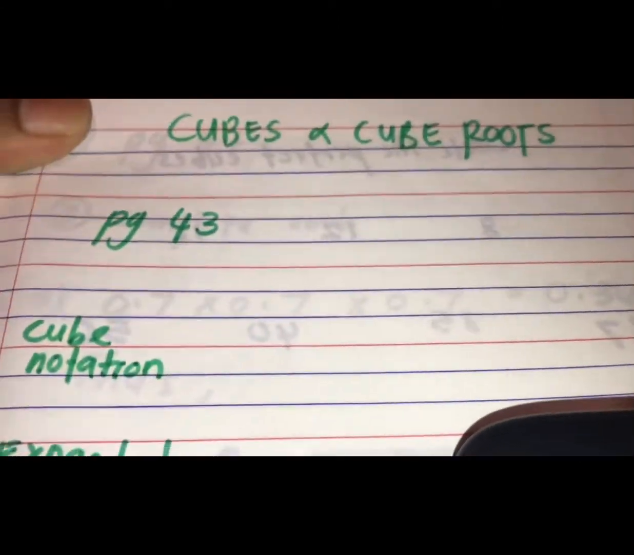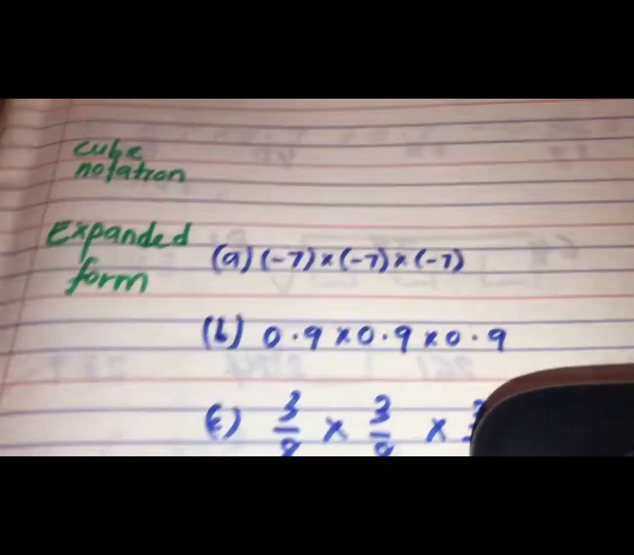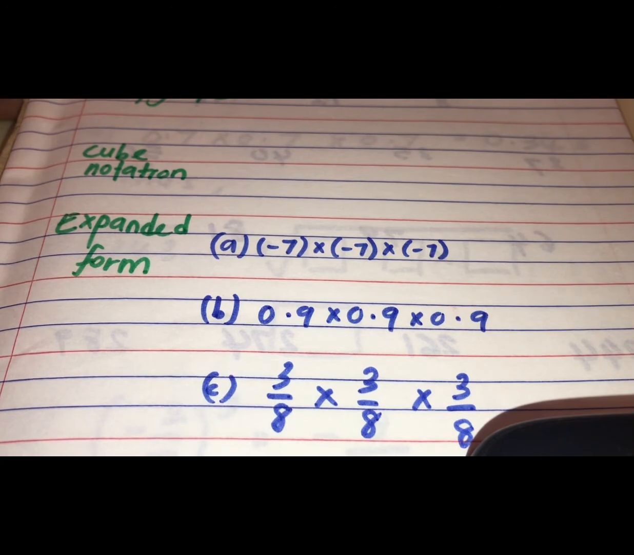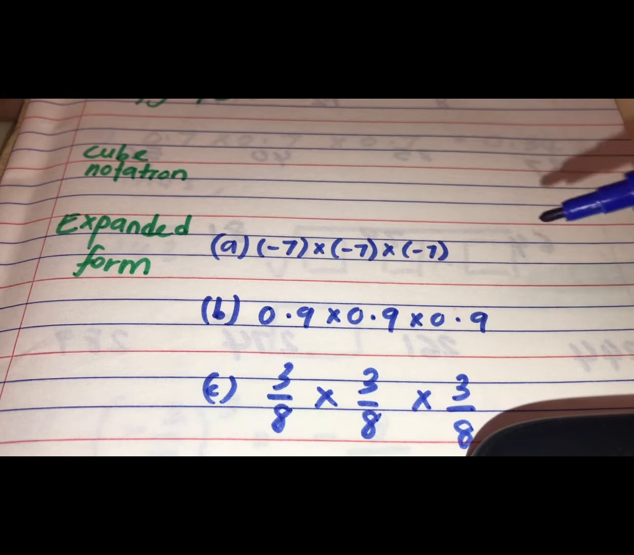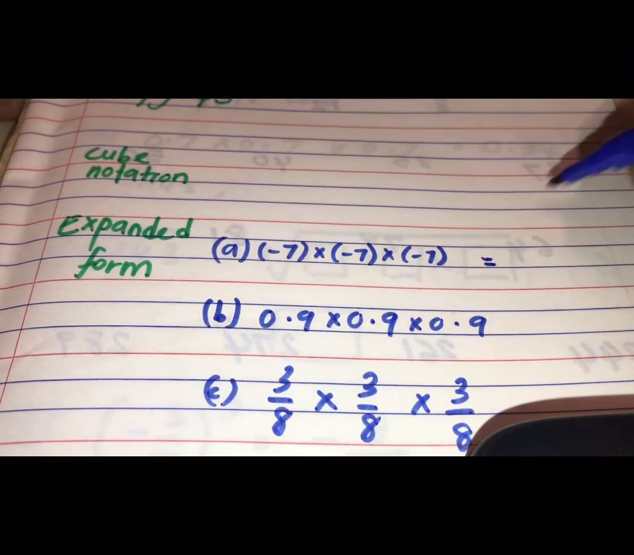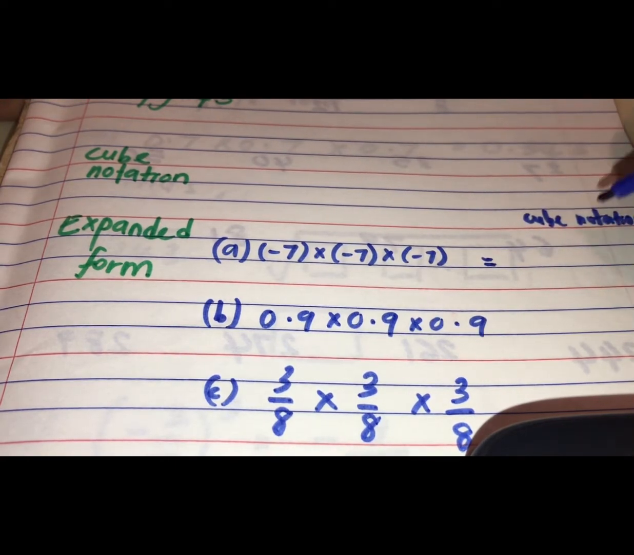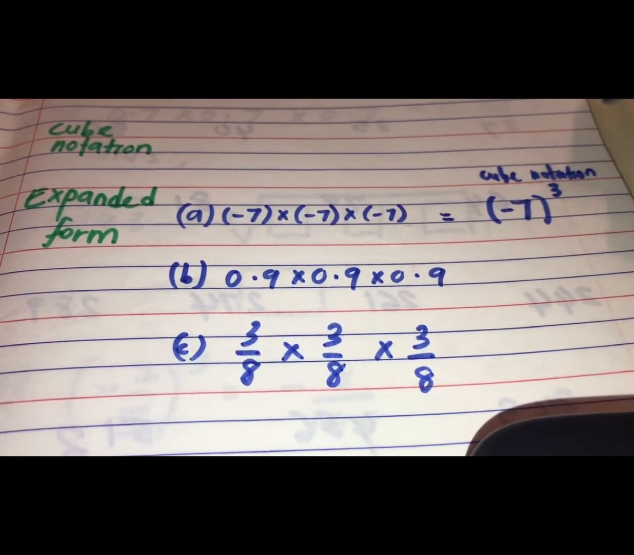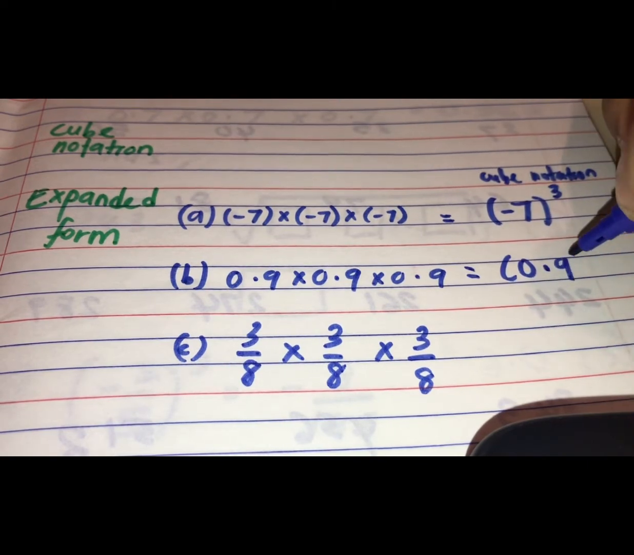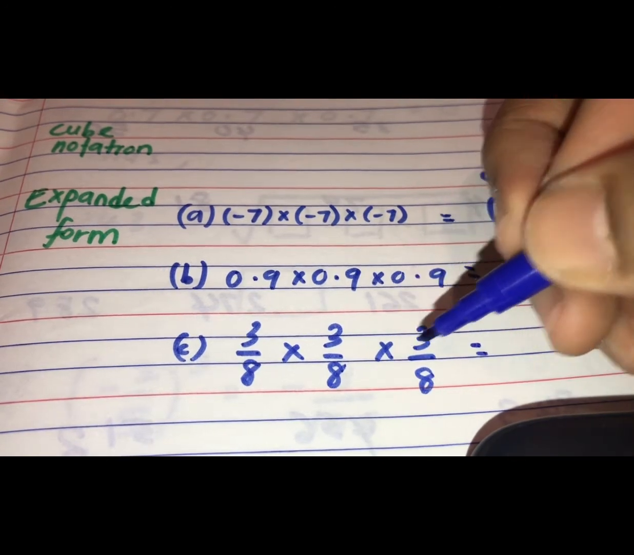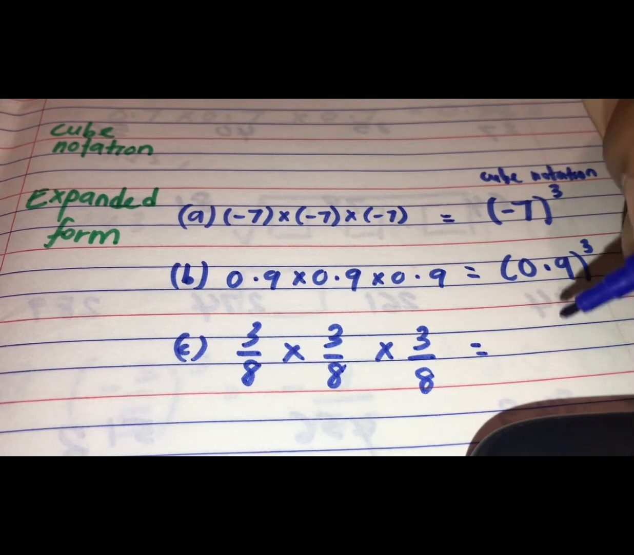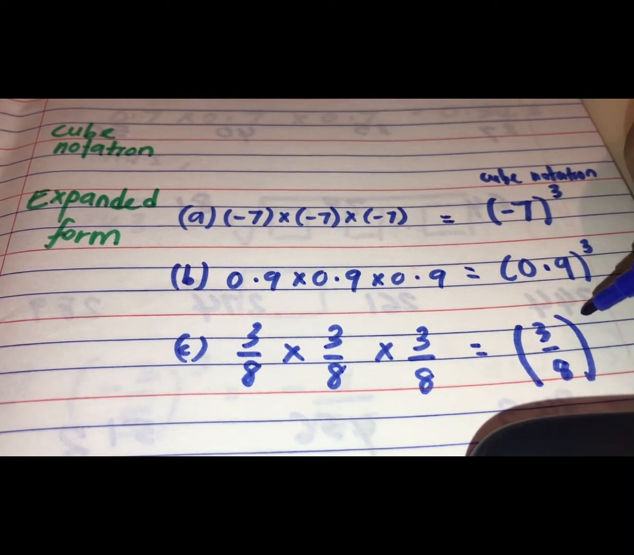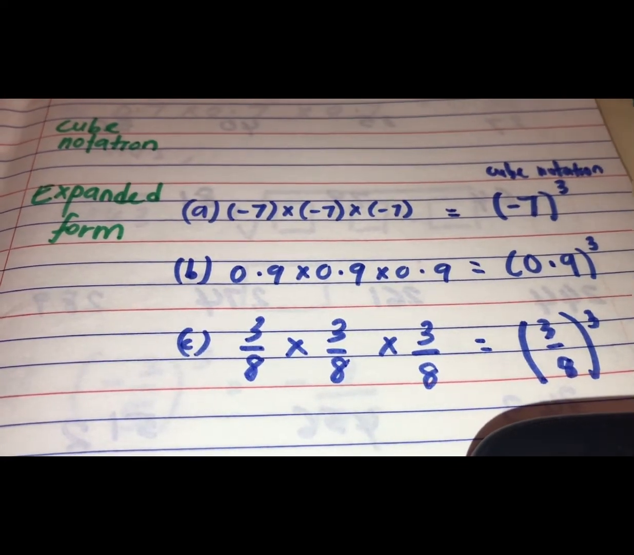Okay, let's continue. Cube and cube root. Start with cube first. Just now I explained about cube notation and expanded form. The question asks you to complete the bridge map. So you just write in the form of cube notation. For -7 times -7 times -7, the cube notation is (-7) cube. 0.9 times 0.9 times 0.9 equals (0.9) cube. This one we call cube notation. 3/8 times 3/8 times 3/8 is the expanded form. And how to write the cube notation? If it involves a decimal, negative value or fraction, you open a bracket: (3/8) cube. So you can complete the bridge map, page 43.